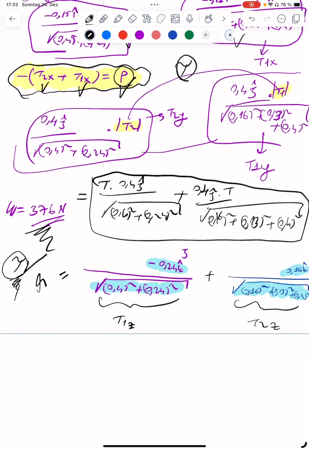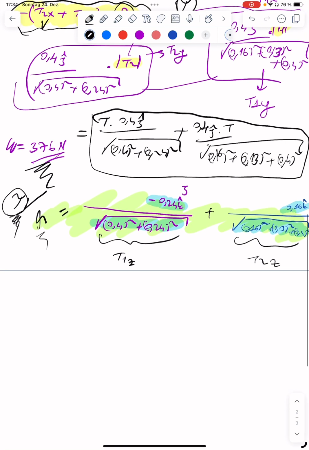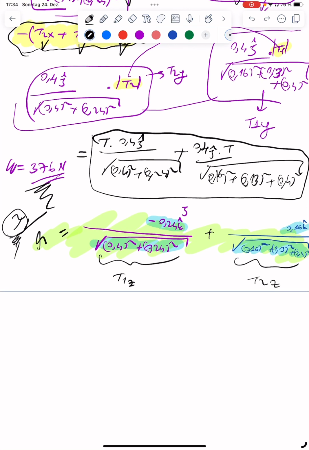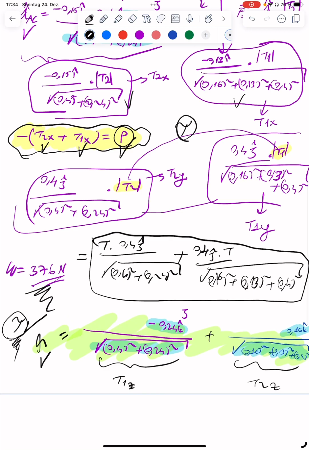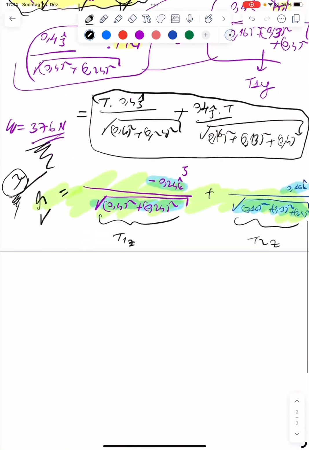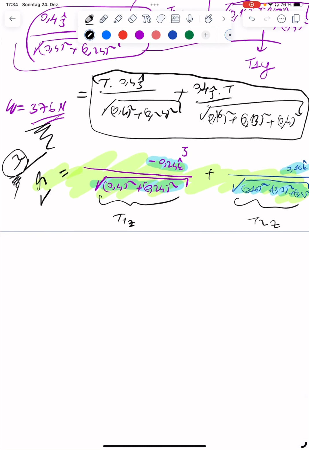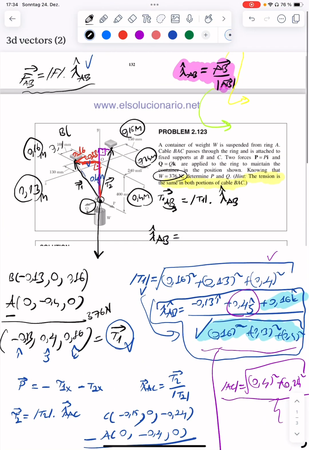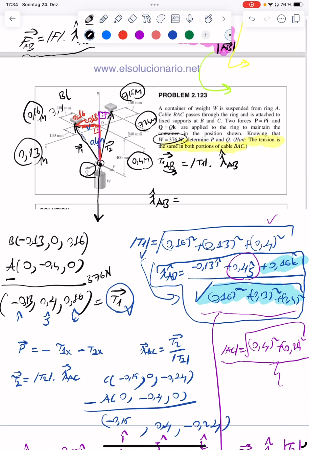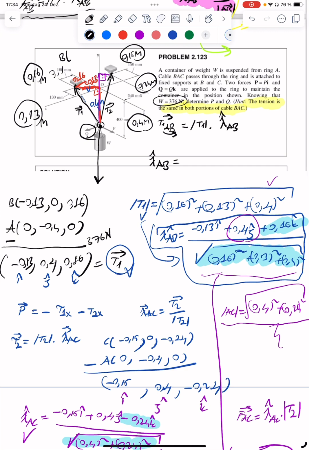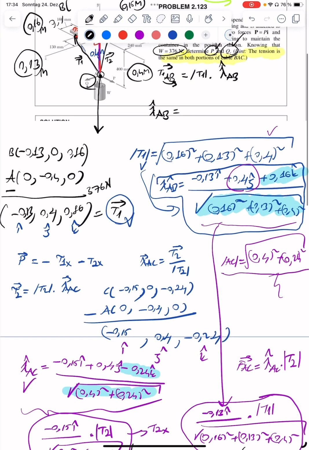It is Q, and we find the components of T1 and T2 in the z-axis, so we can find Q. We also found P, and the question wanted us to determine Q and P, so our question is finished. So we determined P and Q.